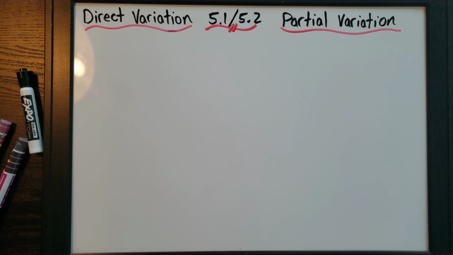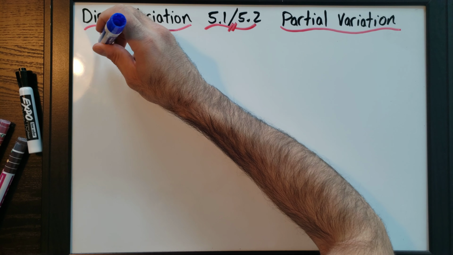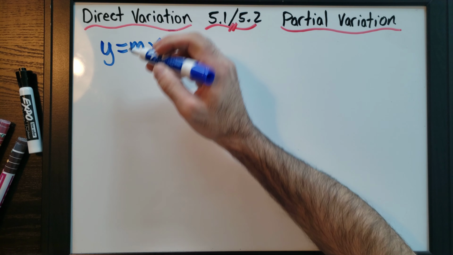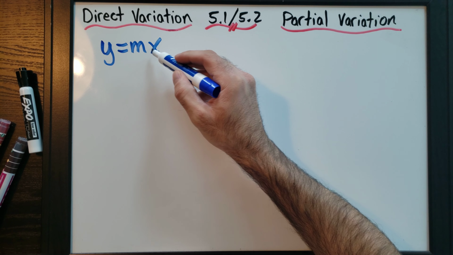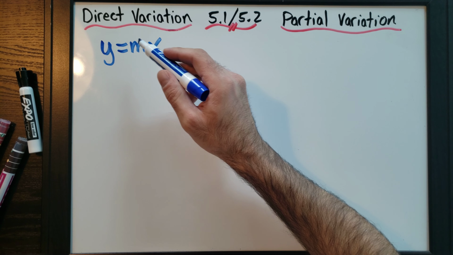All right, so lesson 5.1 and 5.2 for grade 9s is the difference between direct and partial variation. Pretty simple difference. So direct variation is something that varies directly. For instance, y is a multiple of x. So if I want to buy one video game at $80, it's 1 times 80.